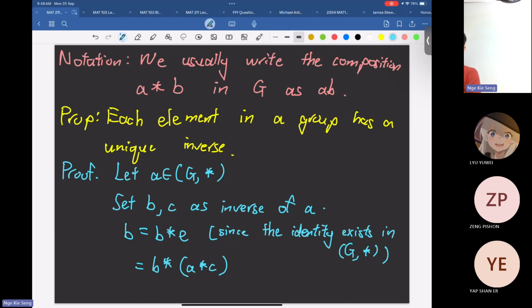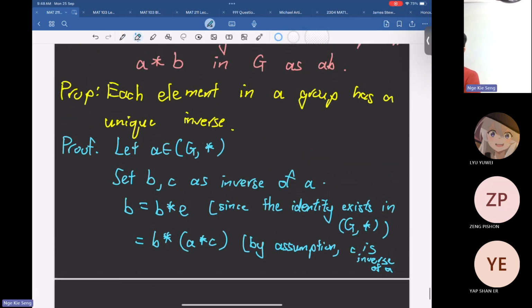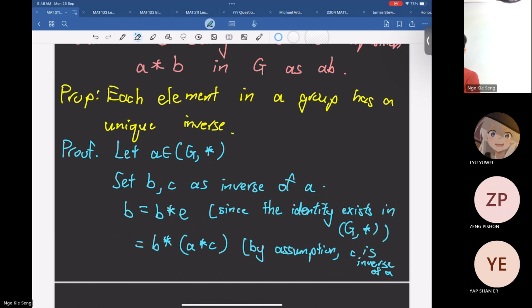Why can we do this? Does anyone understand why he did this? C is the inverse of A. Okay, so by assumption, C is inverse of A. Okay, next. What can you do? Can we straight away do that? Can we straight away compose B and A now? Are they in the same bracket or not?